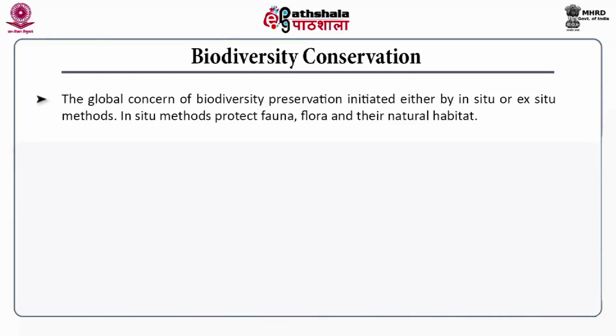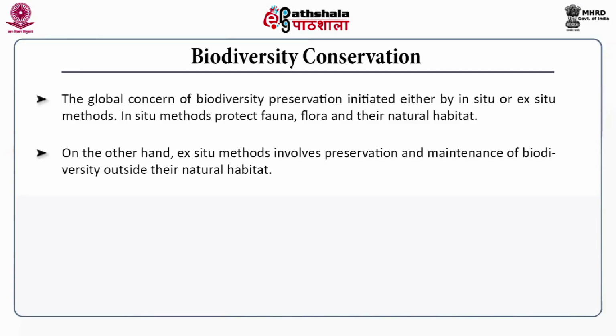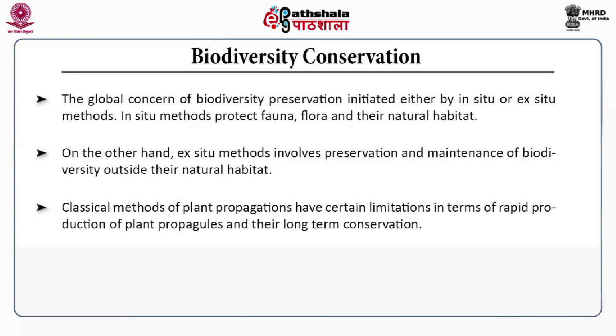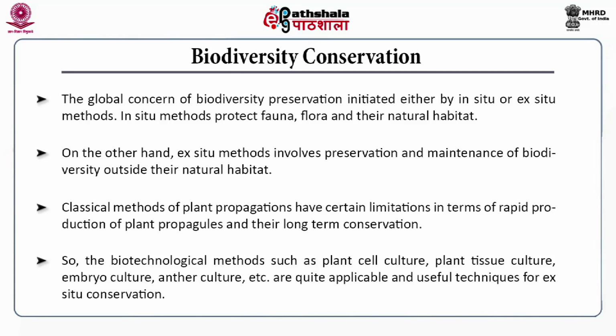The global concern of biodiversity preservation is addressed either by in situ or ex situ methods. In situ methods protect flora, fauna and their natural habitat. On the other hand, ex situ methods involve preservation and maintenance of biodiversity outside their natural habitat. Classical methods of plant propagation have certain limitations in terms of rapid production of plant propagules and their long term conservation. So, biotechnological methods such as plant cell culture, plant tissue culture, embryo culture, anther culture, etc. are quite applicable and useful techniques for ex situ conservation.